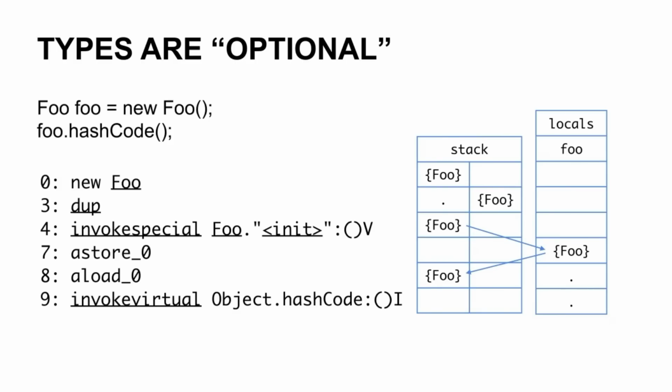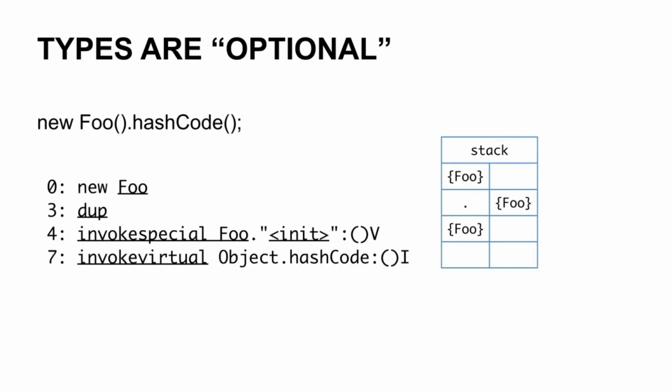Here's the example with the variable, which produces this bytecode. And we can track the variable foo from the stack to local variables and back again. But the same process applies even when the local variable doesn't exist. We have to track the values in the stack slots. We'll know that the first stack slot contains a foo, and then we'll duplicate it and it contains another foo, and then we're going to call the foo constructor, and at the end we'll actually know that we're calling foo's hash code, which turns out to be object hash code. And so we don't even need to do a dynamic dispatch. And this is happening even though there's not a variable.